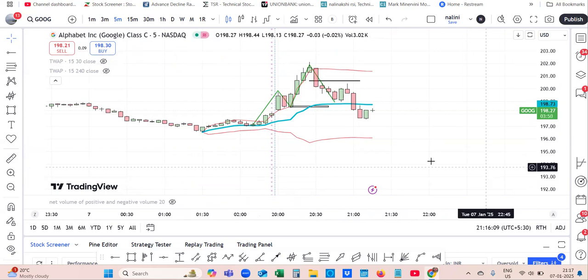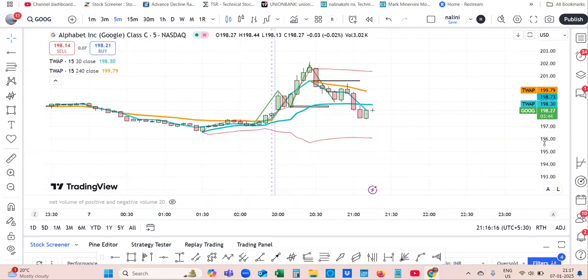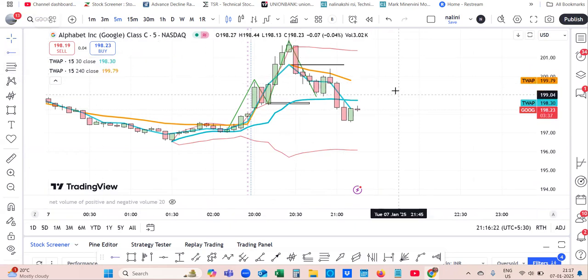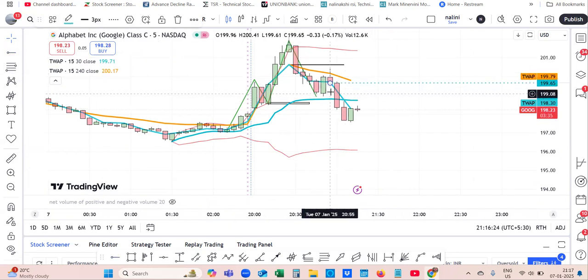Okay, now let me enable this time-wise weighted average price. See, it has moved away, it is coming down. Now, the next level of resistance for Google is, suppose in case it retraces, a green candle is formed. Actually, what happens in the market is the structure is already broken. This internal structure is broken, it has come down. See, now the market is coming down.